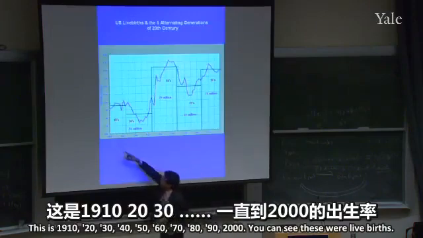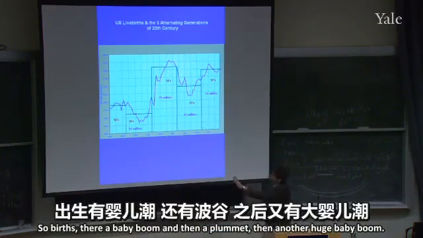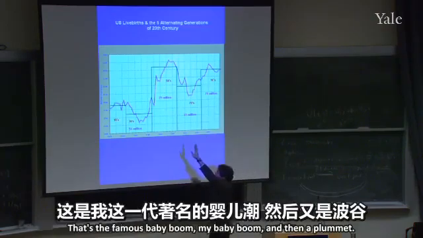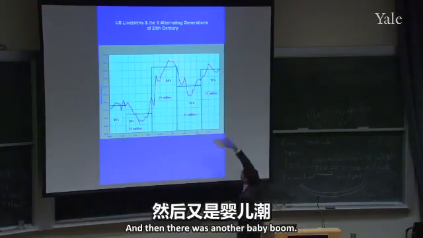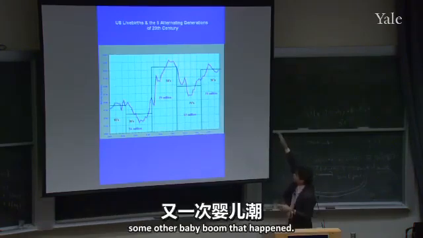Okay, so this is 1910, 20, 30, 40, 50, 60, 70, 80, 90, 2000. So you can see these are live births. So there was a baby boom and then a plummet. Then another huge baby boom, that's the famous baby boom, my baby boom, and then a plummet. And then there was another baby boom, I forgot what they call it, the X generation or whatever it is, some other baby boom that happened.